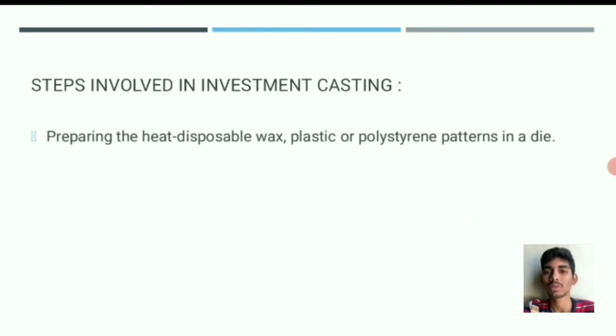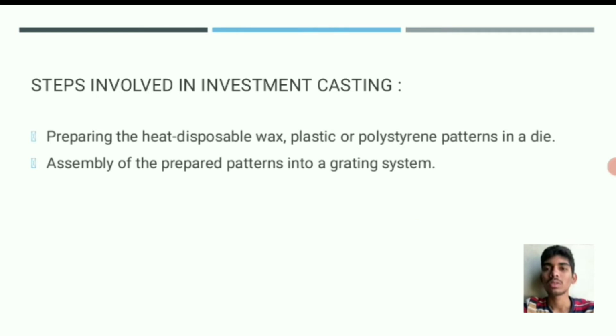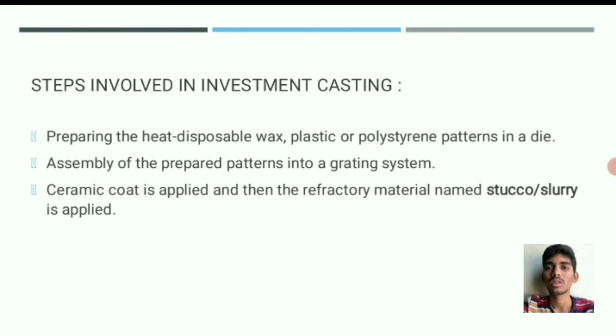Now let us discuss the steps involved in investment casting. Preheating the heat disposable wax, plastics, or polystyrene pattern in a die. We can consider any one substance in investment casting, though wax is most widely used. Next, assembly of the prepared pattern into a gating system. Next, a ceramic coat is applied, and then the refractory material called slurry is applied.